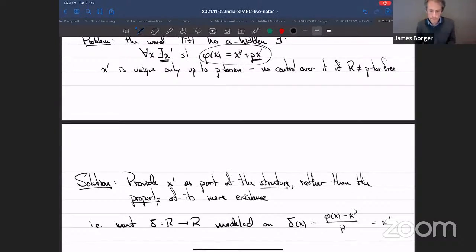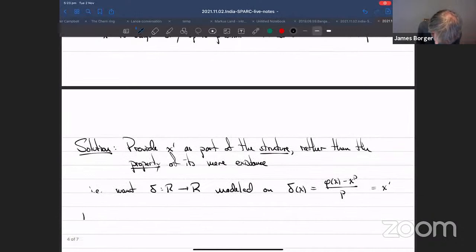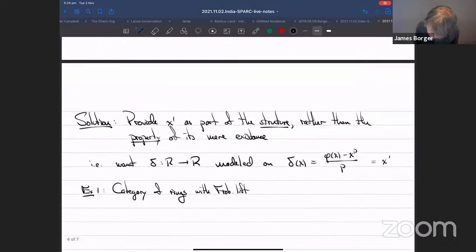So what does that mean? Actually, one thing I wanted to say that I just realized I forgot. Here's a little exercise. Exercise 1: the category of rings with Frobenius lift is not entirely bad. It has all colimits. If you know a bit about the language of category theory, by this I mean coproducts, so that's arbitrary tensor products, and direct limits.